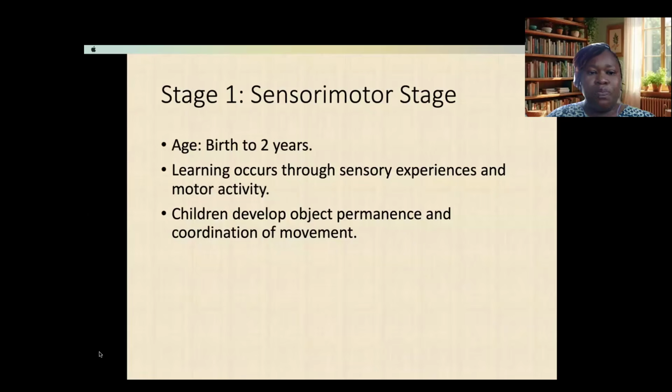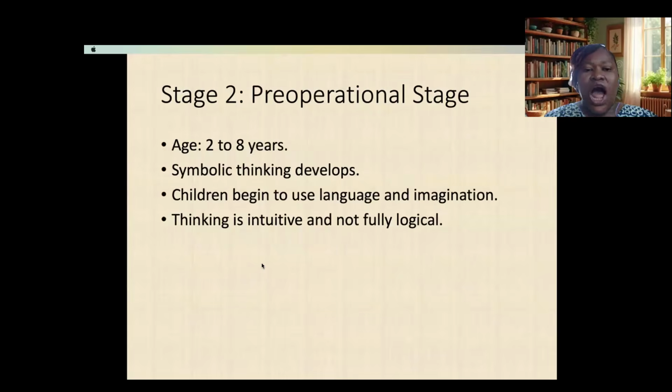Going further is the second stage, which you call the pre-operational stage. At this stage, this is between the ages of 2 to 8 years. They are mostly particular about symbolic thinking. Symbolic thinking develops such that they now find symbols for a lot of things. Children begin to use language and imagination. Also, thinking is intuitive and not fully logical.